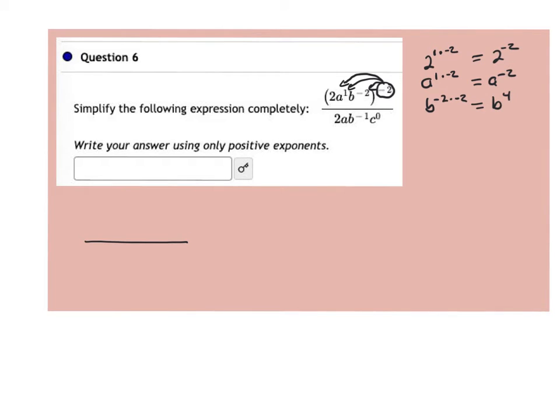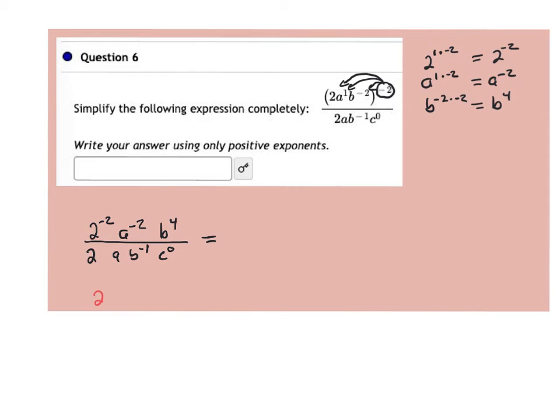So on top, I would have something like 2 to the -2. Then we would have a to the -2 and b to the fourth. And on bottom, I haven't changed anything yet. A, b to the -1, and c to the 0. So let's start with my 2's.